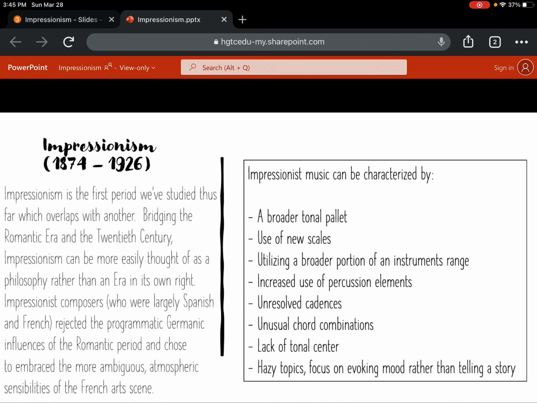Impressionist music can be characterized by a broader tone palette, use of new scales, which we will look at in just a few minutes, utilizing a broader portion of instruments' ranges. So we see composers using the extremes of an instrument to dramatic effect, to create unique tone colors. Maybe they use the low end of a flute's range, which is pretty uncommon. Flutes are a high-pitched instrument, and composers typically use them to play the high notes. But you do get very unique tone colors when you use these parts of the instrument's range that aren't typically used.